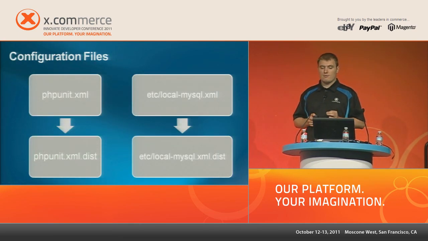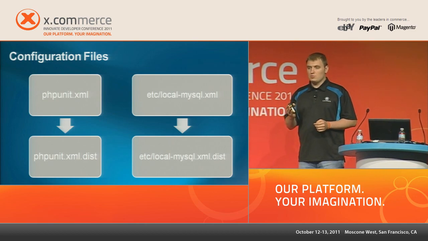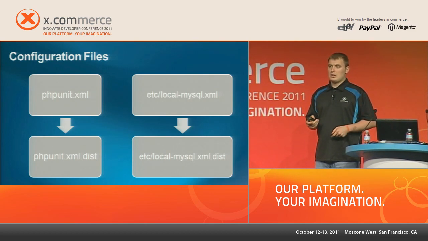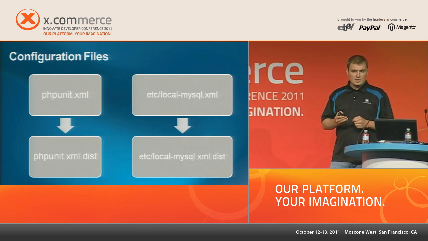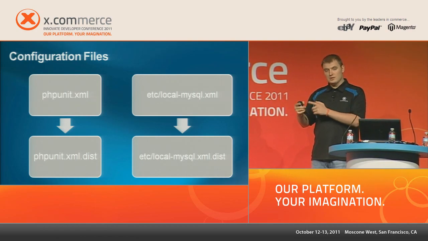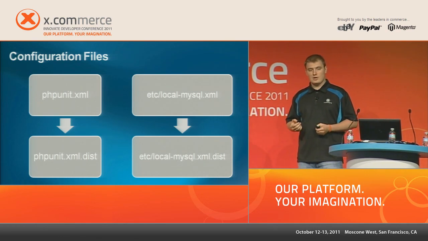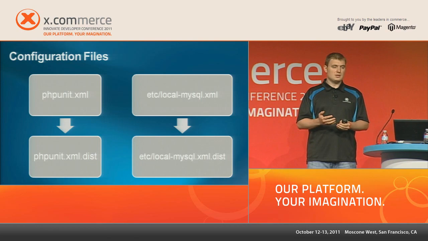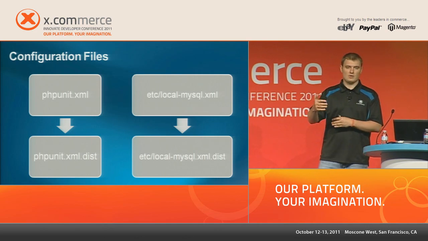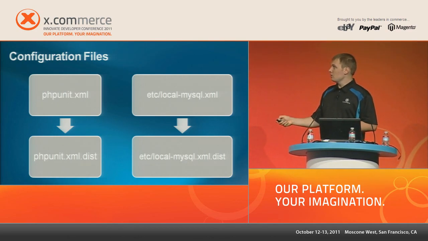PHPUnit features a fallback mechanism for configuration files. When you run PHPUnit from the command line, it will look for the phpunit.xml file, or if not found, it will look for the phpunit.xml.dist file. In this way you can fiddle with the configuration. Out of the box, Magento has the phpunit.xml.dist file, and locally you can copy it and rename it as phpunit.xml, and in such a way you will be able to customize it and not change, let's say, core files or just whatever you checked out. The integration testing framework replicates this behavior for etc local XML files.